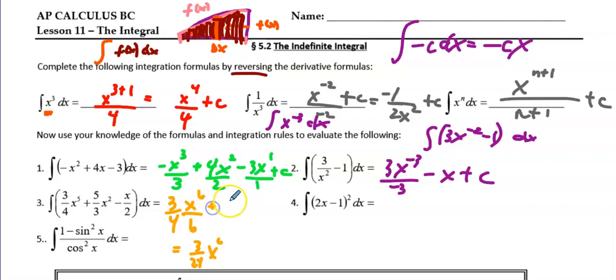So then we're going to do plus 5 over 3. I always like to put the x with the 5 because I can put the number down here, right?